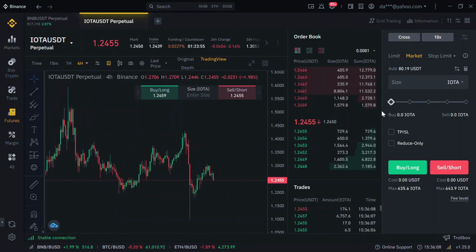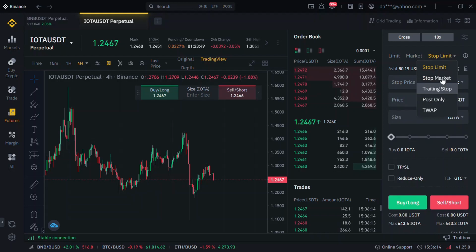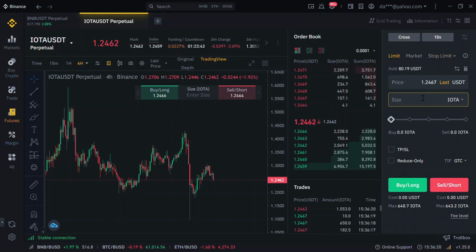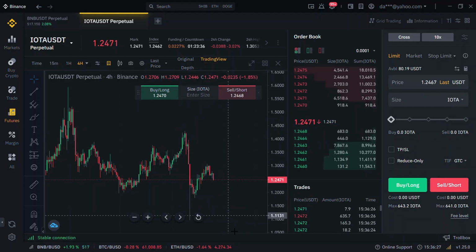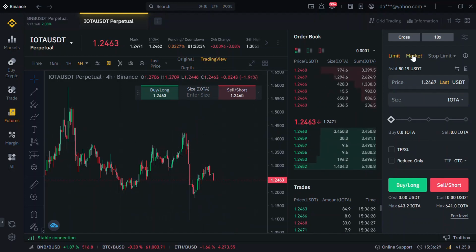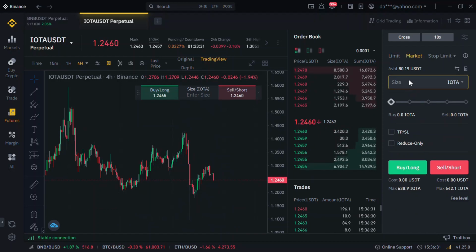So let me summarize it again. We talked about the types of orders, which are limits, markets, stop limits, and then the others here: stop market, trading stop, stop post only, swap, TWAP. Like I explained earlier, limits give you a pending entry into the market. That is, you can set a future price at which you want to enter. Markets give you a direct entry into the market. That is, your order gets executed instantly.